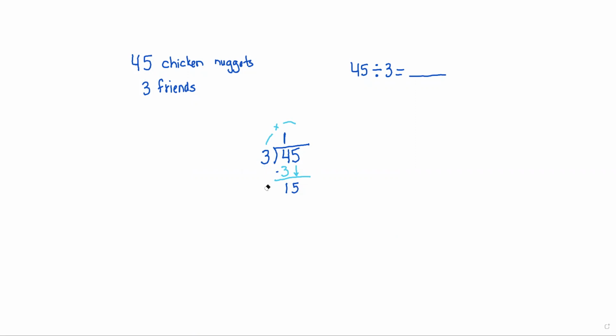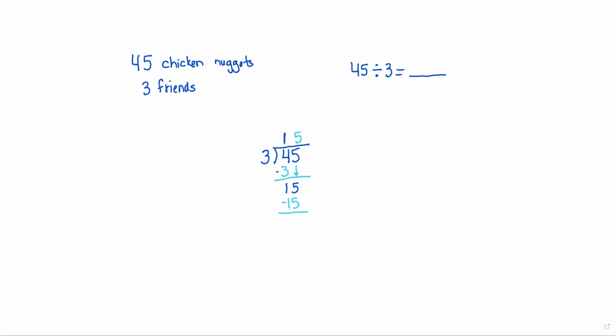If you said 5, you are correct. It is 5 times. So let's go ahead and try that out. 5 times 3 equals, we're going to go around the circle. 5 times 3 equals 15. It's an even number. It goes in evenly.